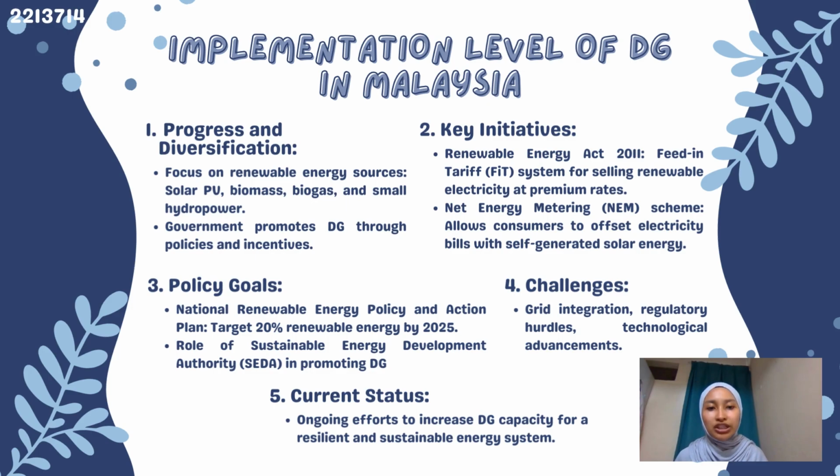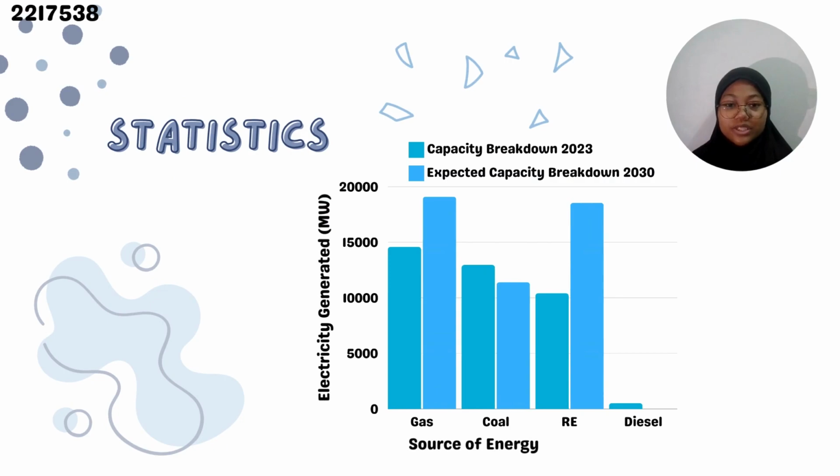The implementation of DG is also supported by the Sustainable Energy Development Authority (SEDA) Malaysia, which plays a crucial role in promoting sustainable energy solutions and facilitating the growth of DG projects. Despite this effort, the deployment of DG faces challenges such as grid integration issues, regulatory hurdles, and the need for technological advancements. Nonetheless, Malaysia continues to make strides towards enhancing its distributed generation capacity, contributing to a more resilient and sustainable energy system. Let's continue with the statistics.